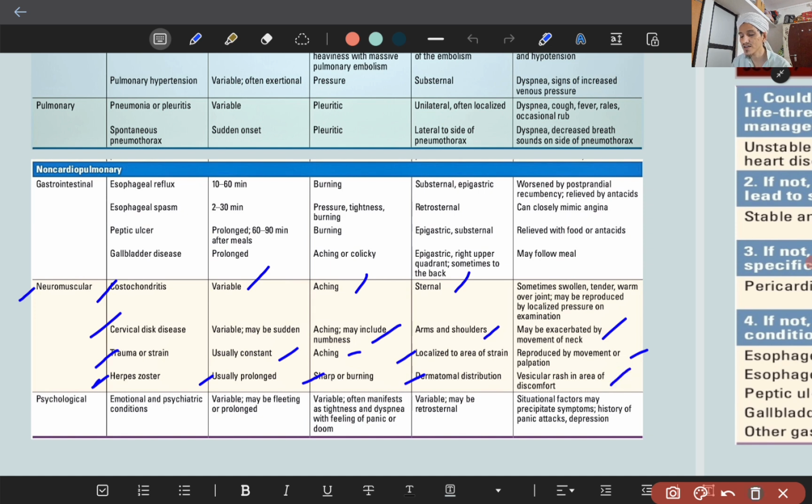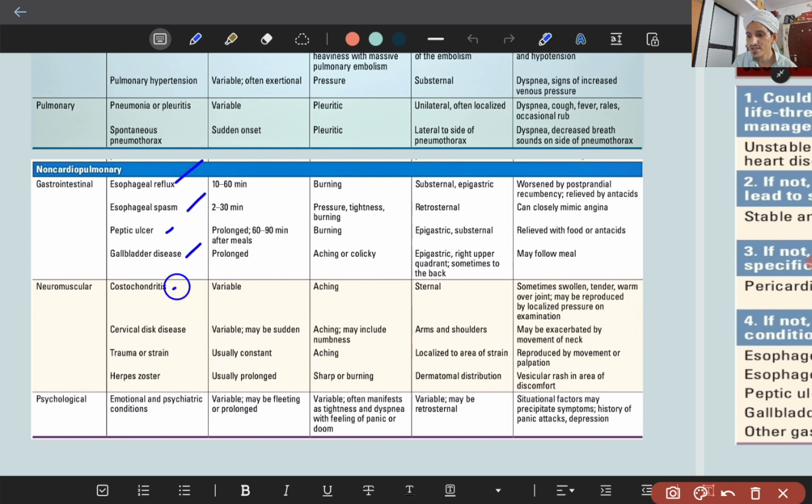That was neuromuscular causes of pain. So in GI causes, it is reflux, spasm, peptic ulcer, gallbladder. In neuromuscular, costochondritis, cervical disease, trauma, strain. And psychological causes, psychiatric conditions: onset is variable and quality is also variable, associated with tightness, dyspnea, panic attacks, and the site of pain is also variable. Situational factors are associated which may precipitate symptoms. There will be history of panic attacks and depression.